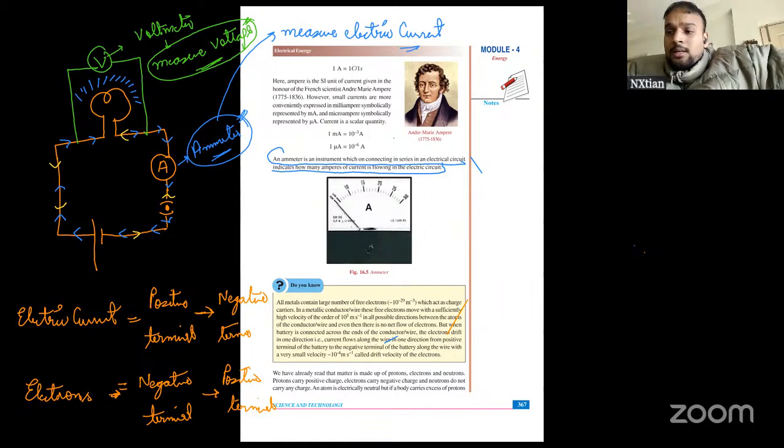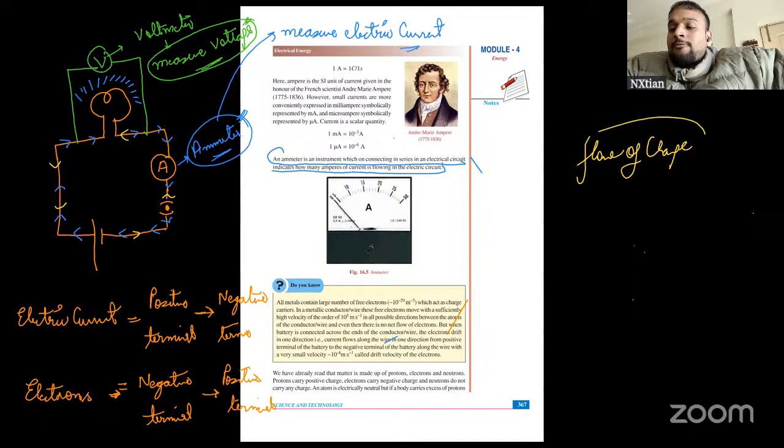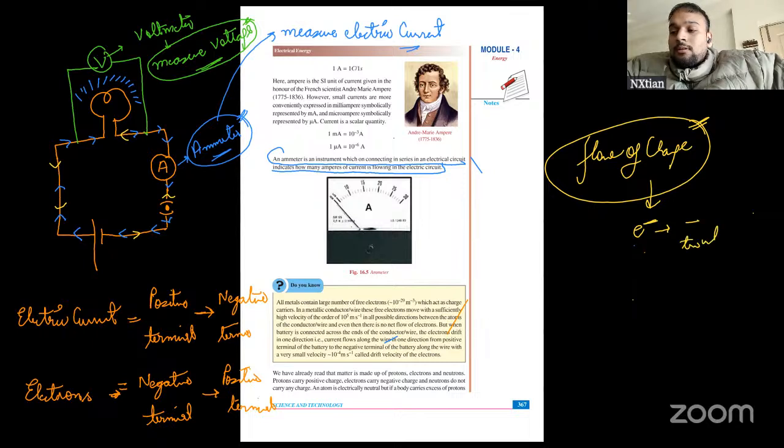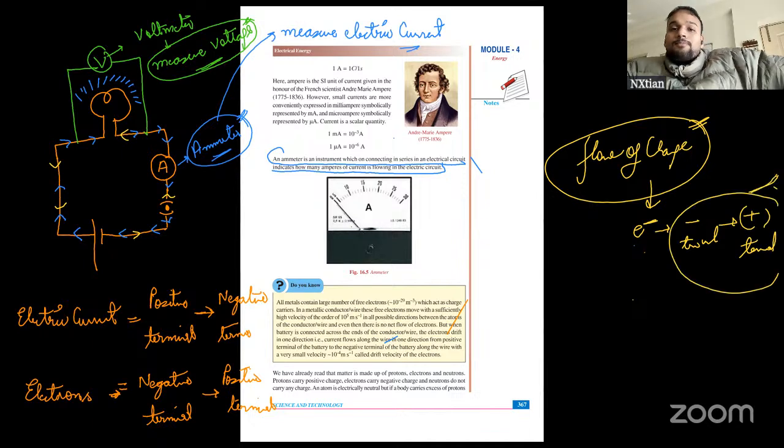Did you understand? So in the beginning I told you electricity is called the flow of charge. So which charge is moving, and from where to where? The flow of charge is basically the electrons, and they are moving from the negative terminal to the positive terminal. Did you understand, guys? What I'm trying to say?